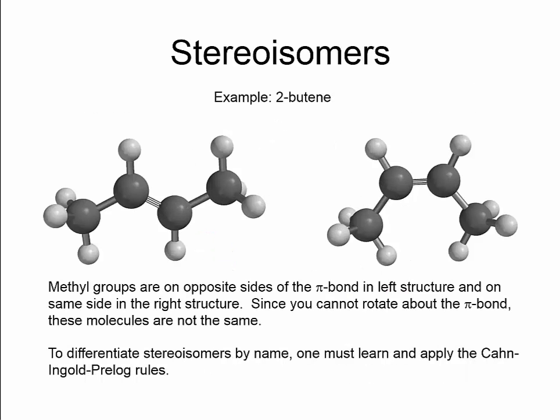Another example of stereoisomers are the 2-butene isomers. The compound on the left has methyl groups that are across from each other, or trans, on the alkene, while the molecule on the right has the methyl groups on the same side of the double bond. Since you cannot rotate around a pi bond without breaking the pi bond, these two molecules are not the same either. To learn to name stereoisomers, you must learn and apply the Cahn-Ingold-Prelog rules for nomenclature.